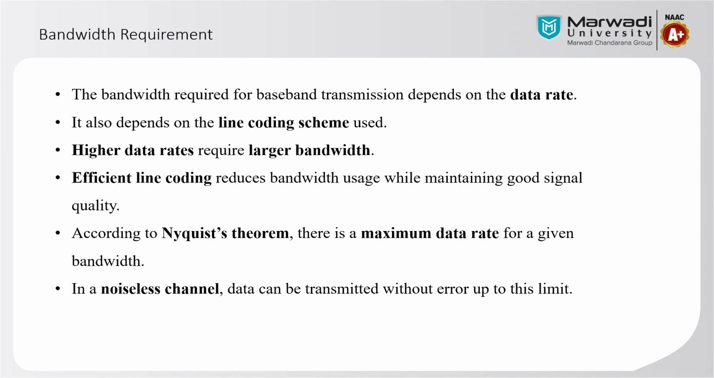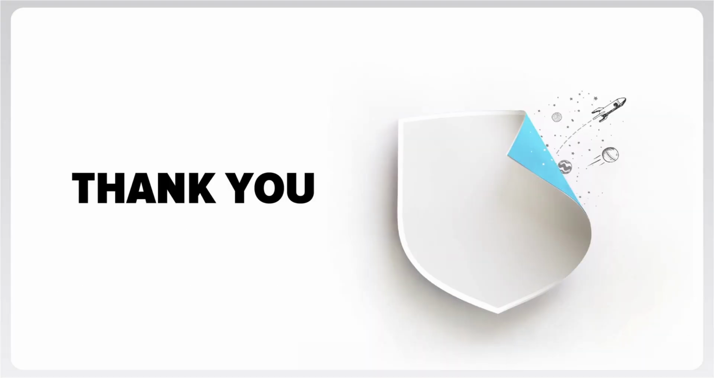Next is bandwidth requirement. The bandwidth requirement for baseband transmission depends on the data rate and line coding scheme. Higher data rates require larger bandwidth. Efficient line coding helps to reduce bandwidth usage while maintaining good signal quality. According to Nyquist's theorem, there is a maximum data rate that can be transmitted over a given bandwidth in a noiseless channel. This concept helps to design efficient baseband systems.